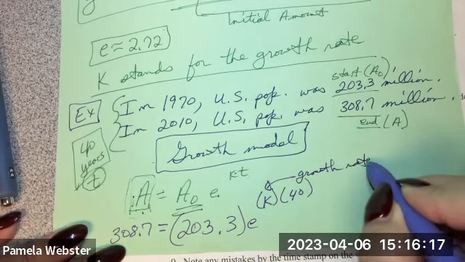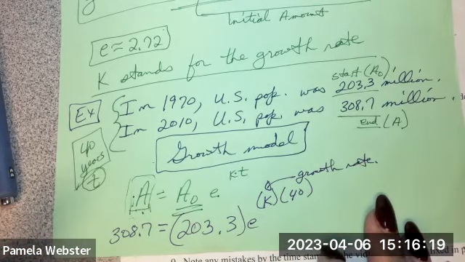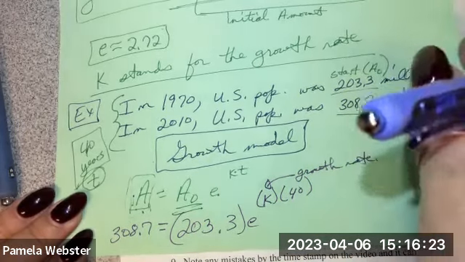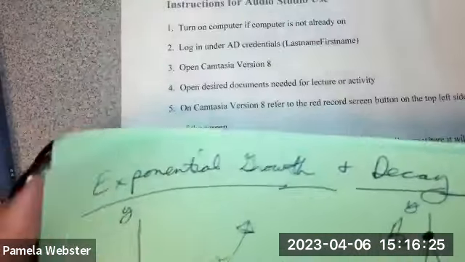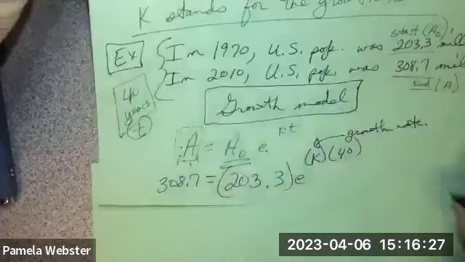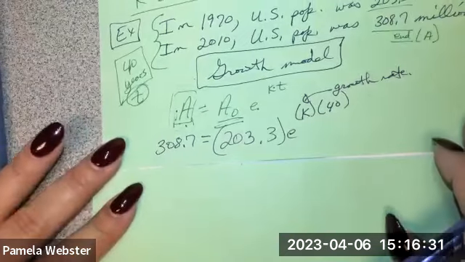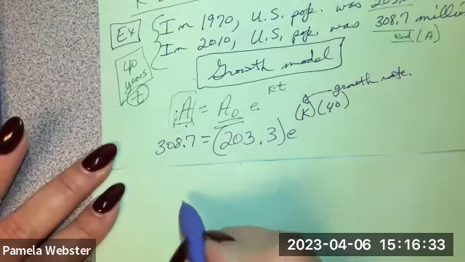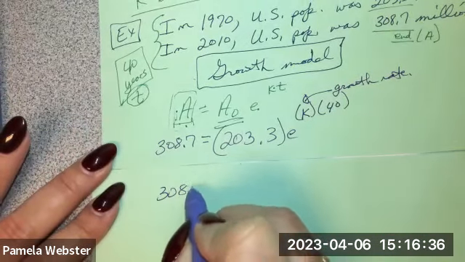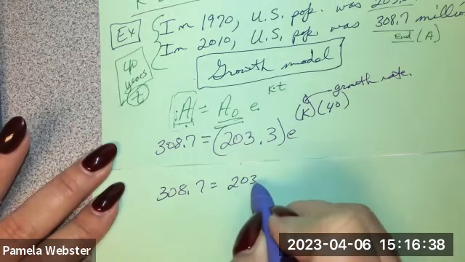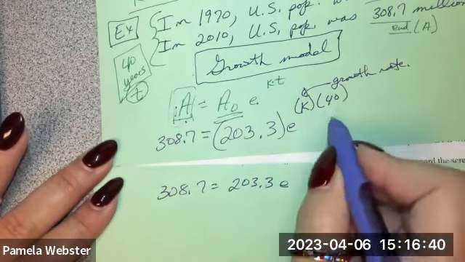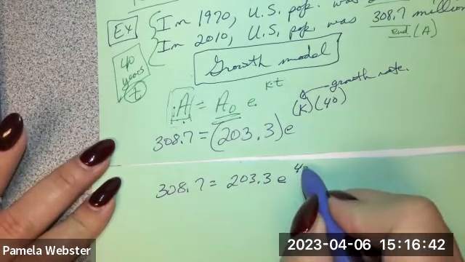And once I get that growth rate, the question actually said, find an exponential growth function that models this. So that's what we're after. But first I have to find that K so I can stick it in to the growth function. So here we go. I've got this guy. Let me clean him up just a tiny bit. 308.7 equals 203.3 e to the, I'm going to make that a 40K.